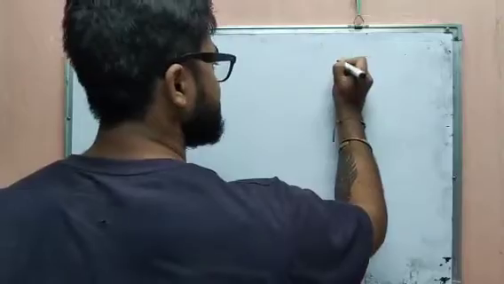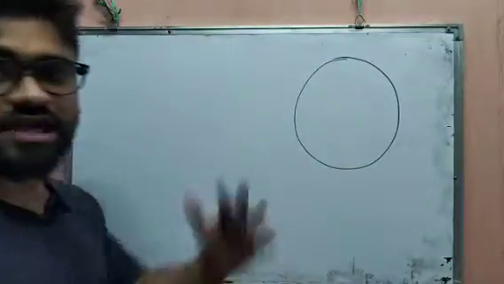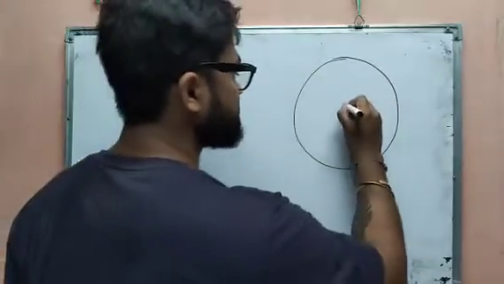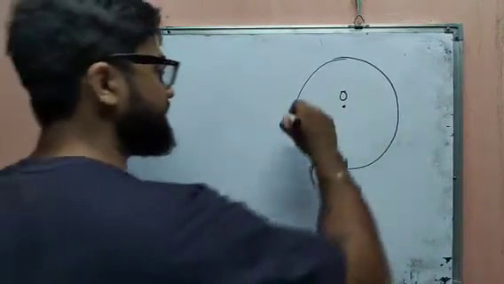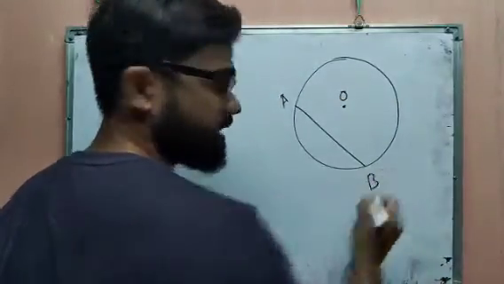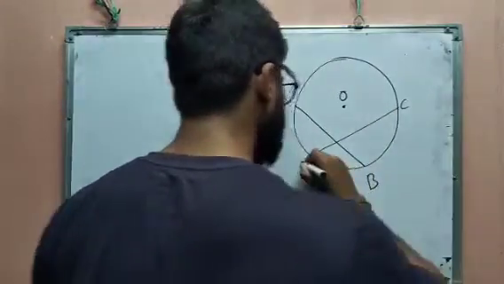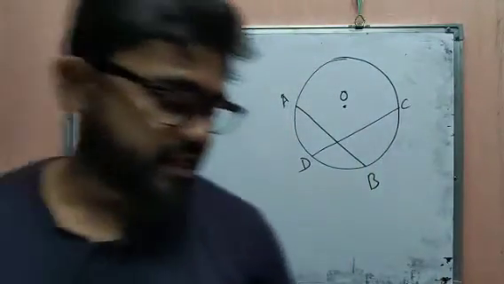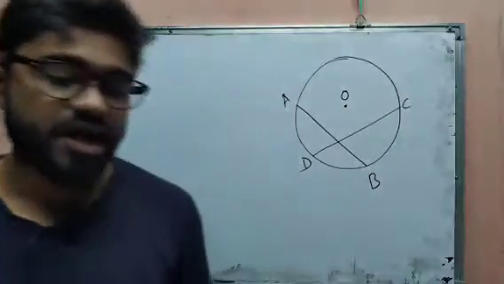That means if you take a circle like that, having the center O, then there are two equal chords. Say the chords are AB and CD. Now they are intersecting within the circle. Prove that the segments of one chord are equal to the corresponding segments of the other chord.